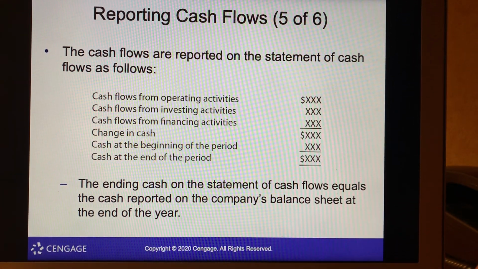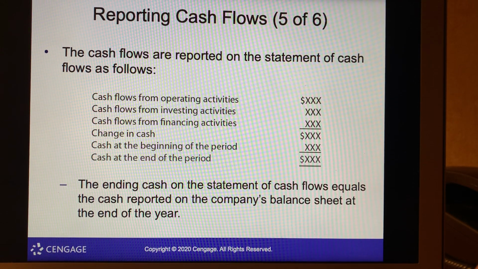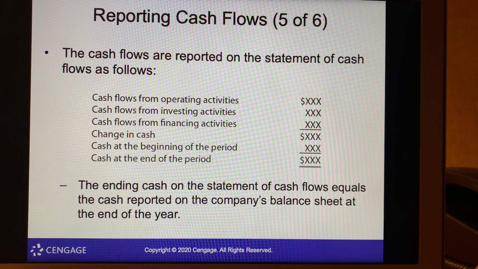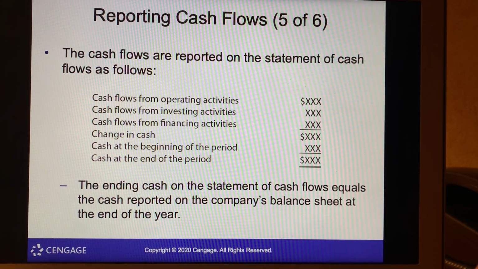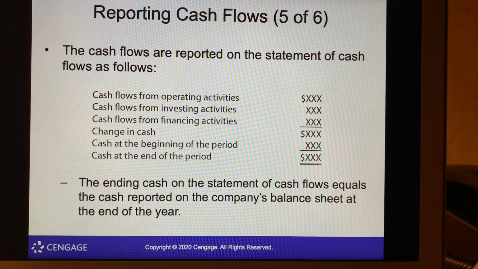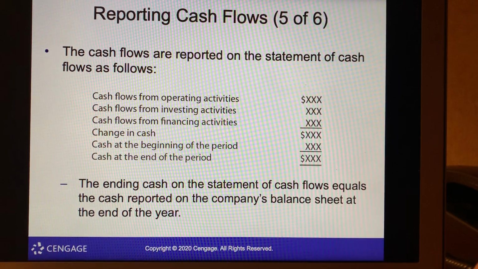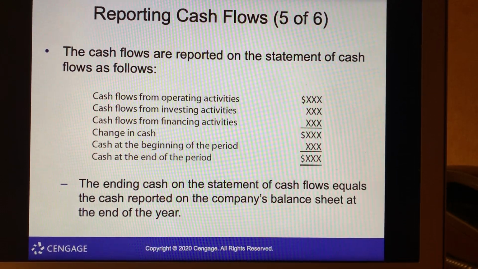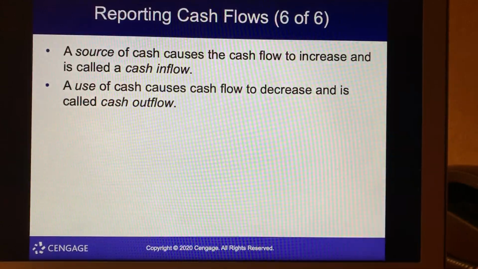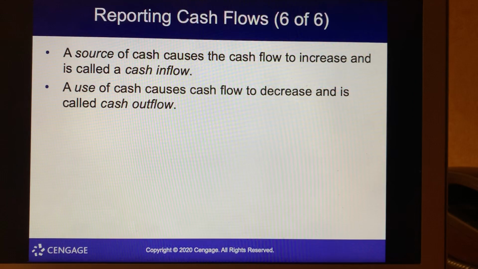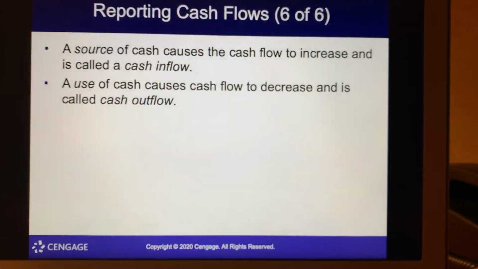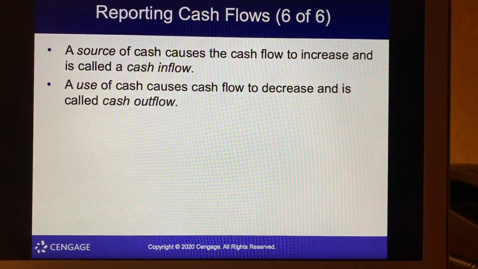So the cash flows are reported on the statement of cash flows as follows: cash flows from operating, cash flows from investing and financing, changing cash, cash at the beginning of the period, and then cash at the end of the period. So in that order. The ending cash on the statement of cash flows equals the cash reported on the company's balance sheet at the end of the year. A source of cash causes the cash flow to increase and is called cash inflow. The use of cash causes cash flow to decrease and is called cash outflow.